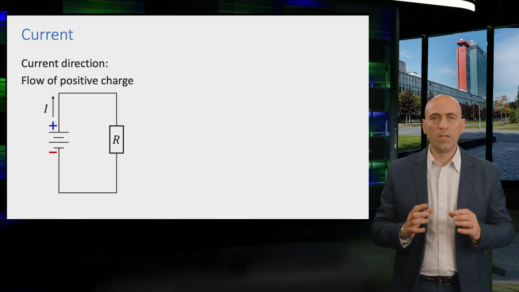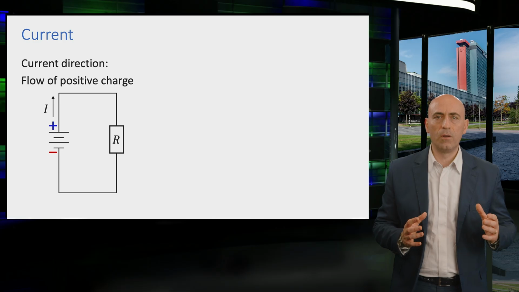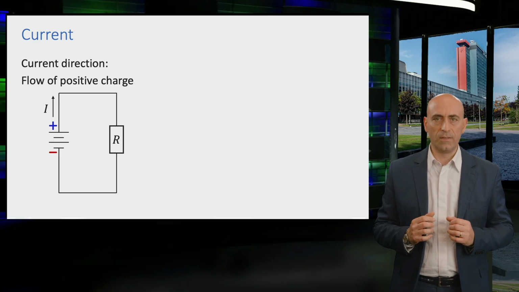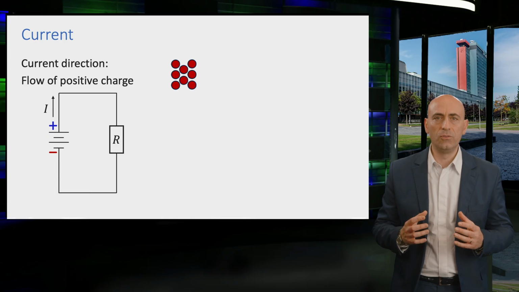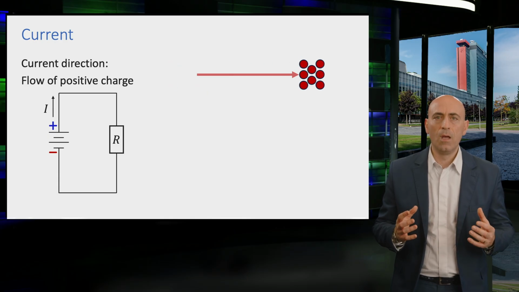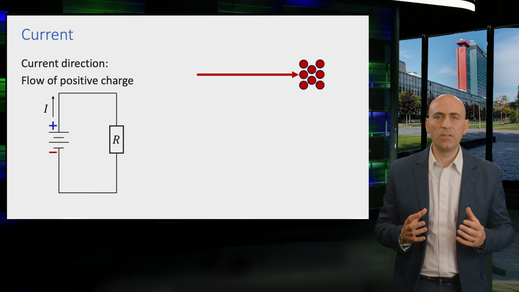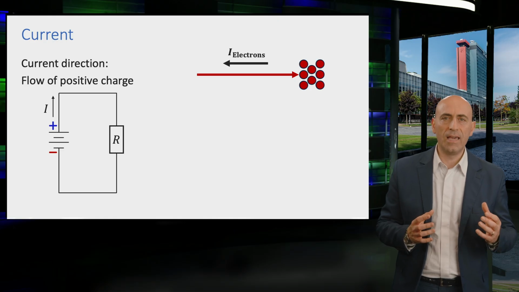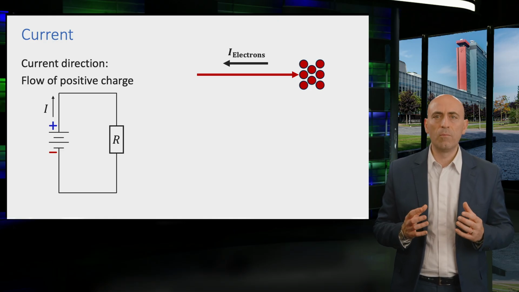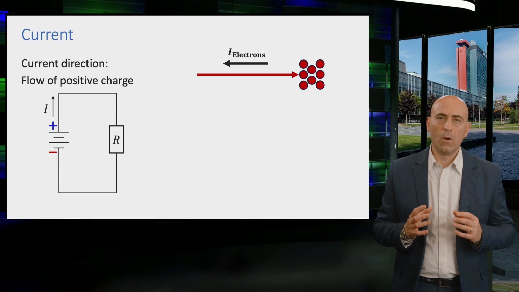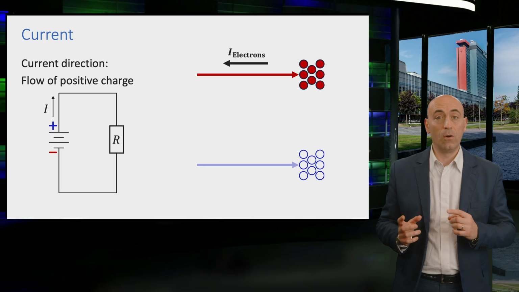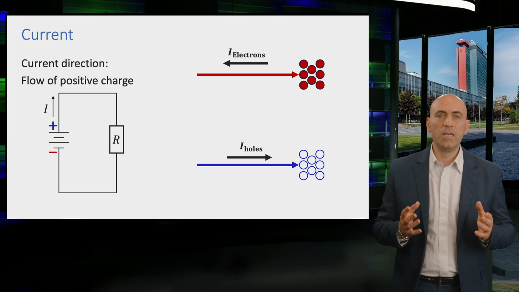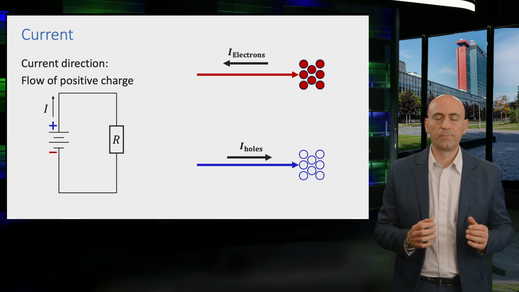As an example, we can use the flow of carriers from left to right on the slide. If we have electrons moving from left to right due to a given mechanism, we will state that the current caused by electrons, I electrons, is moving from right to left. On the other hand, if we have holes moving from left to right, we will say that the current caused by holes, I holes, is moving from left to right.